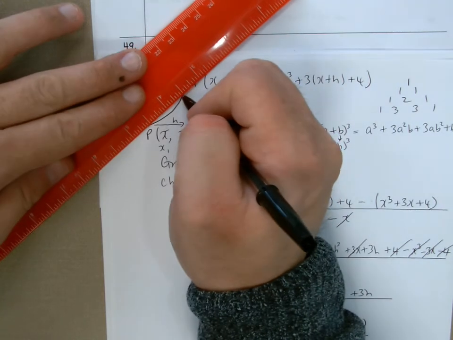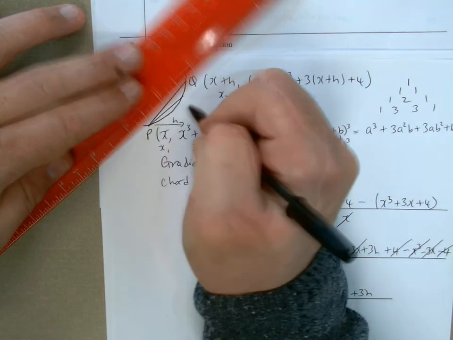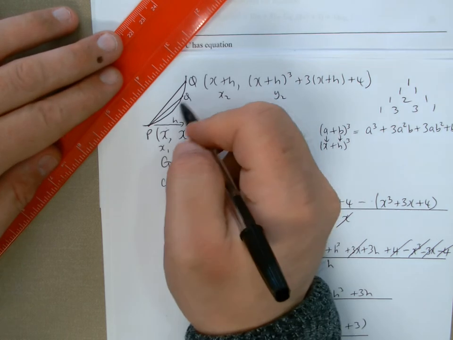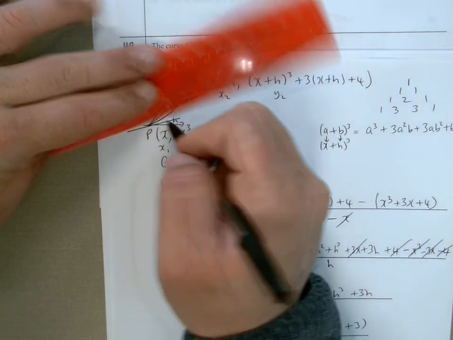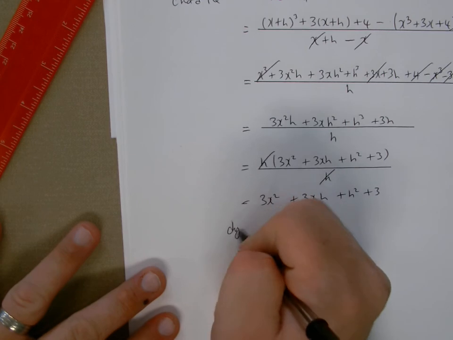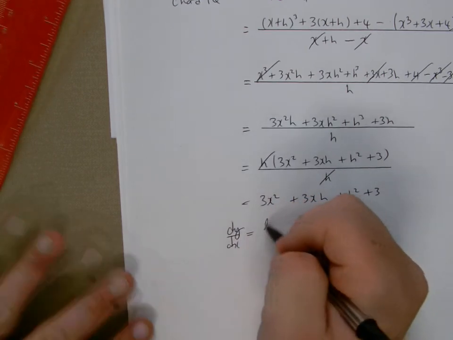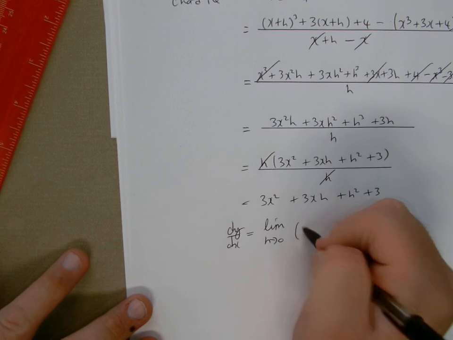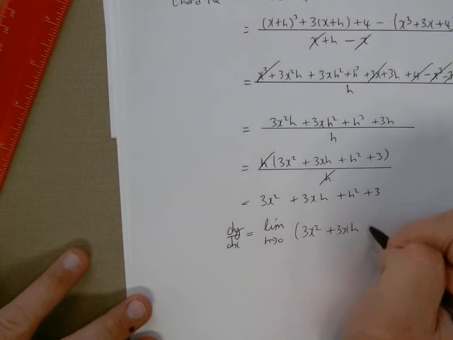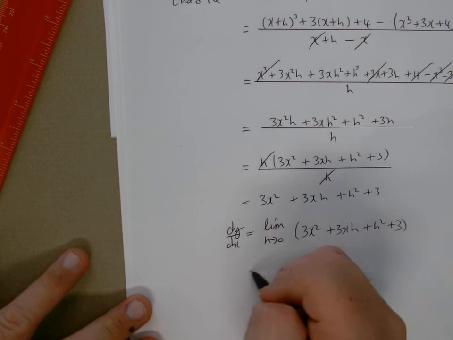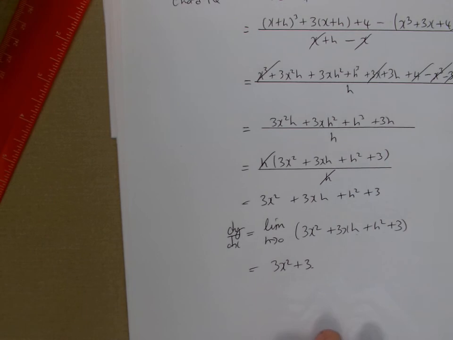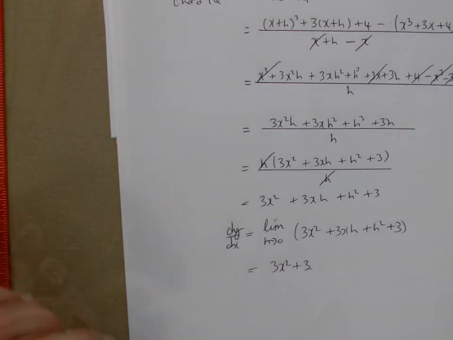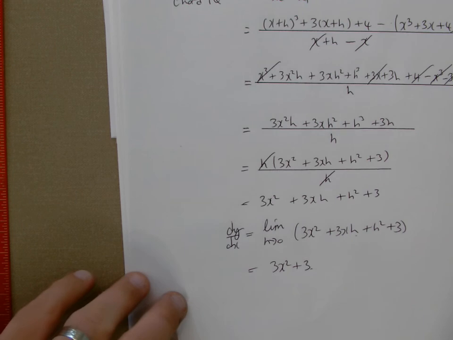What I want you to appreciate is that as we let h get smaller and smaller, Q will get closer and closer to P, and as h gets really, really small, it will end up homing in on that tangent and become the tangent. So what we say is, the tangent gradient, which is dy/dx, will equal the limit as h goes to 0 of all of that. And of course you can see as h is 0, those terms are 0, so you end up with 3x squared plus 3. A simple check on the question: you realise that yes, it should be 3x squared plus 3 when you differentiate it the normal way.